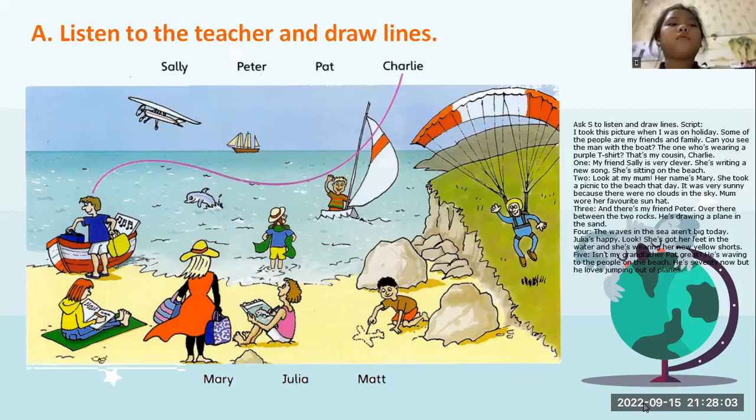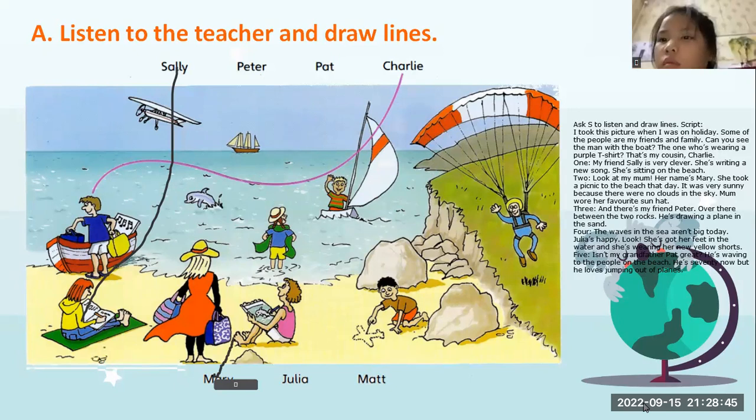So now let's proceed with number one. Please listen carefully. My friend Sally is very clever. She's writing a new song. She's sitting on the beach. Can you see her? That is Charlie. Number two. Look at my mom. Her name's Mary. She took a picnic to the beach that day. It was very sunny because there were no clouds in the sky. Mom wore her favorite sun hat.